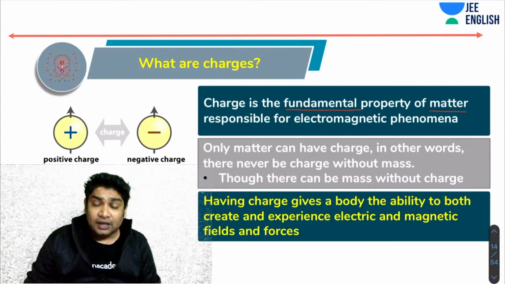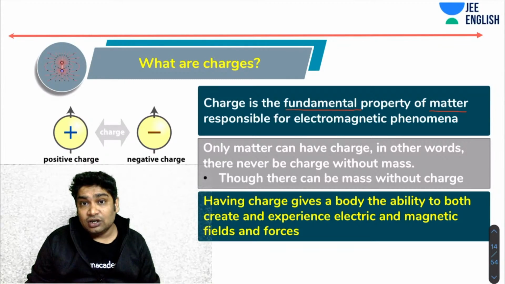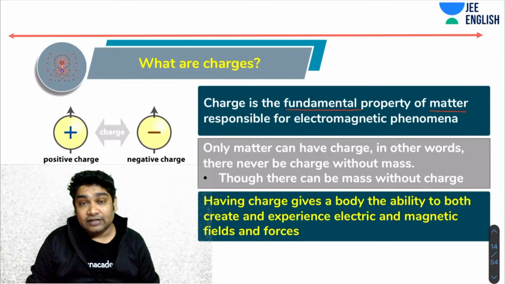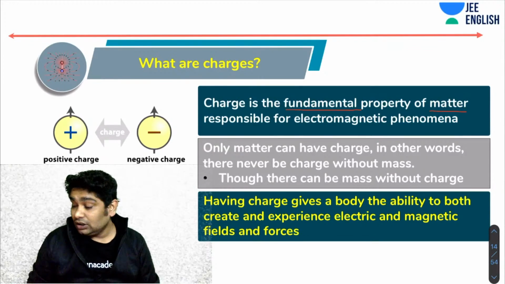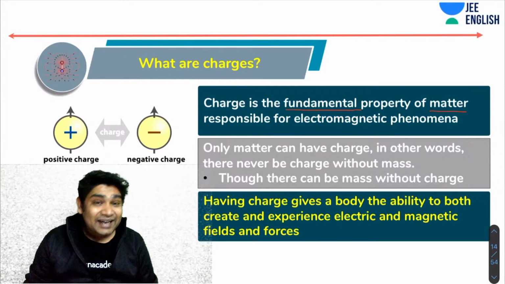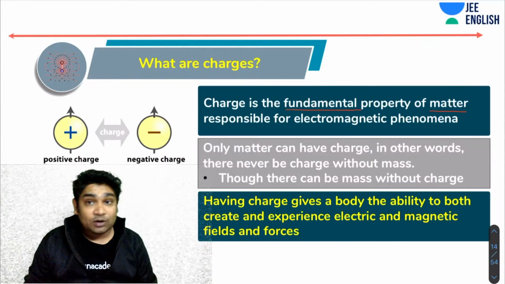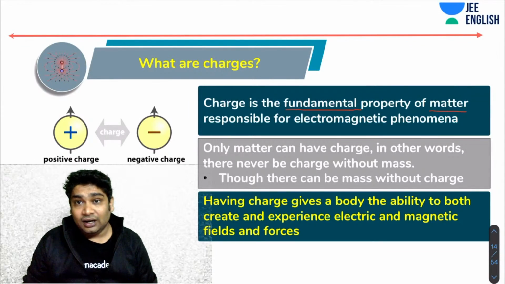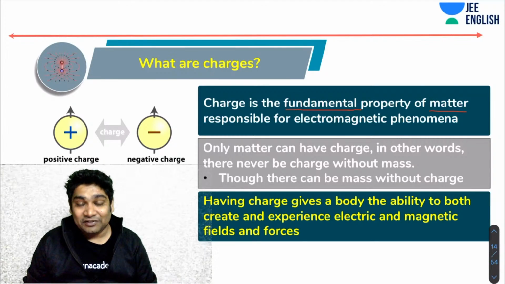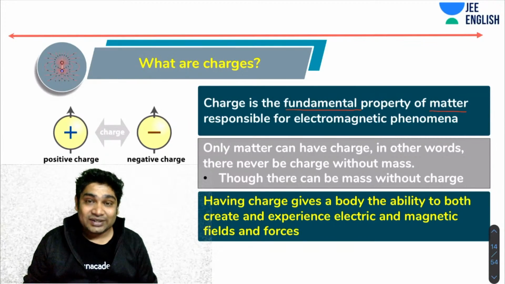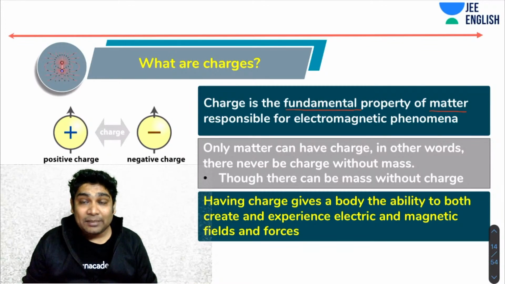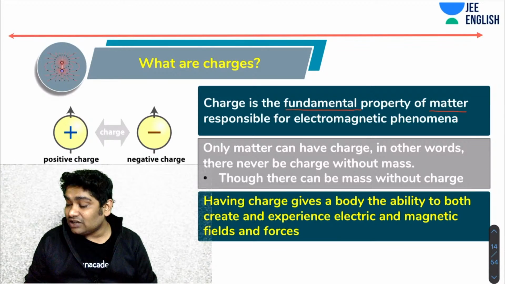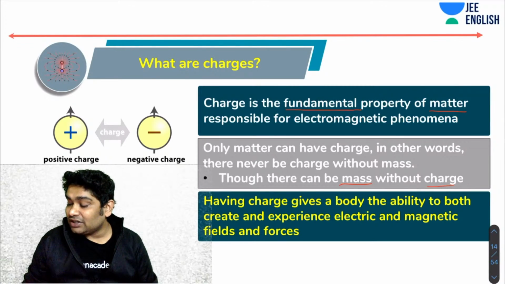So that means, by definition, matter is something that has mass. So something that has mass can only possess charge. Please remember that. Something that does not have mass can never have a charge. Now this is the fundamental, inherent property that is responsible for all electromagnetic phenomena. What are electromagnetic phenomena? Phenomena related to electric fields and magnetic fields. So all the influences of these fields, creation of these fields, these are electromagnetic phenomena. Now, only matter can have charge. So as I said, there can be mass without charge, but there can never be charge without mass.